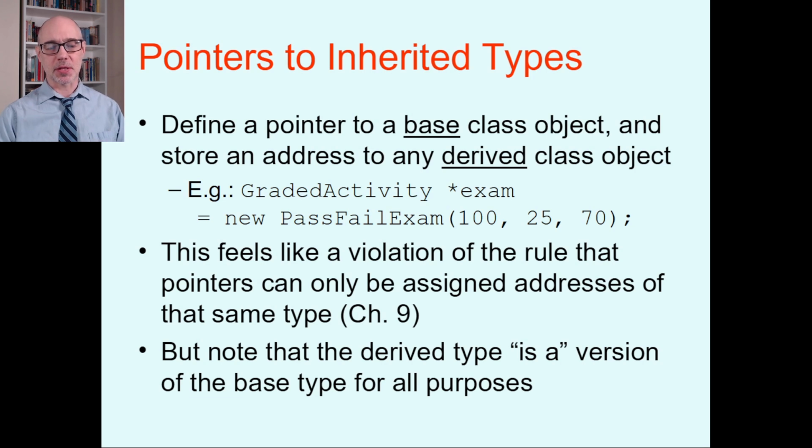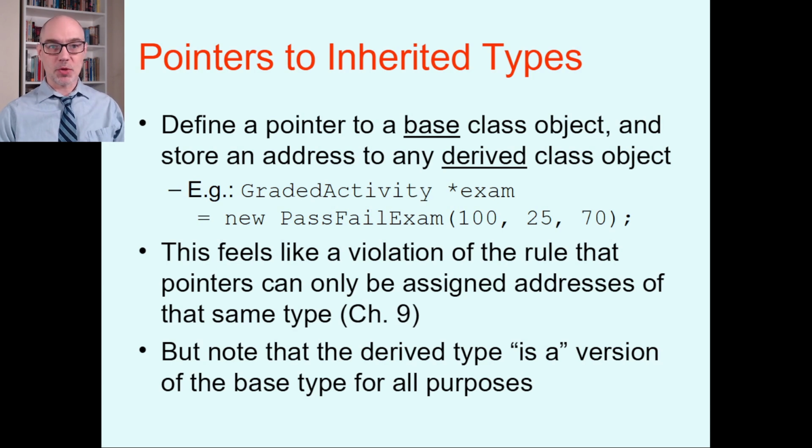Now, if you remember from last time, graded activity is our parent class at the top of the hierarchy, and pass-fail exam is one of the child classes that are descended from that. So you're making a new one of the child class objects, taking the address and storing it in a pointer of the type of the base class, the parent class at the top. Now, if you think about that, and you think back to what we said in chapter 9, when we were first talking about pointers, we said, you can't do that.